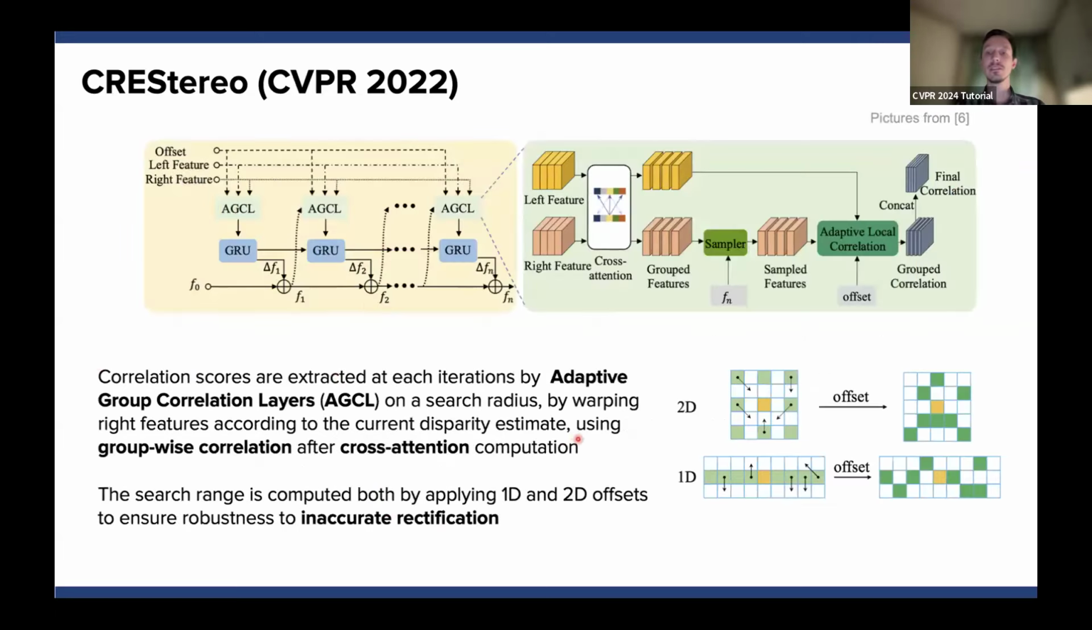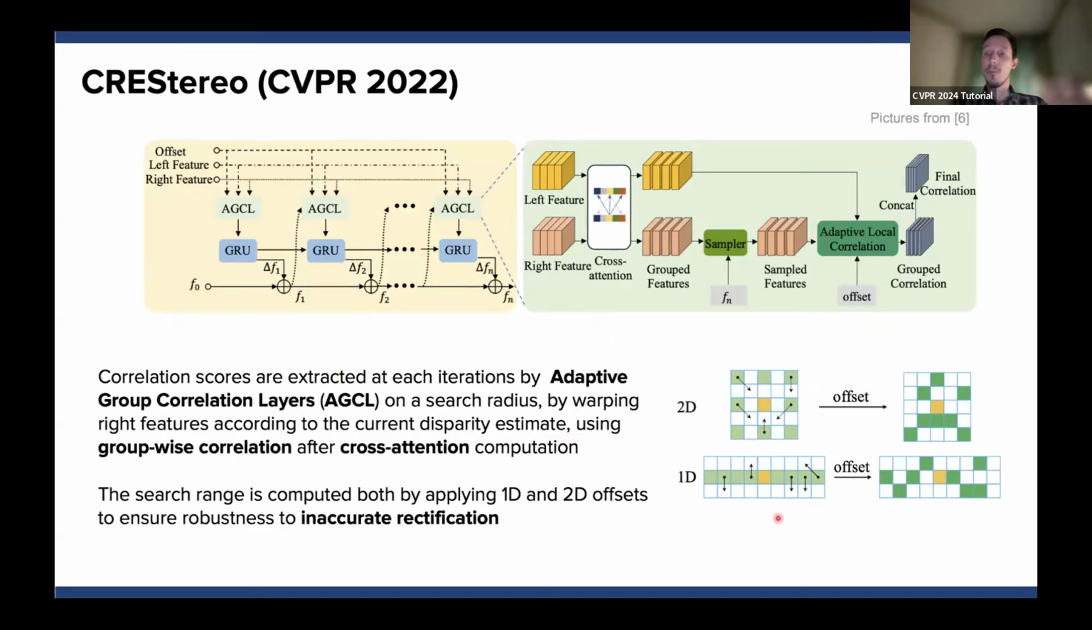And for this, the authors proposed what they call the adaptive group correlation layer, which means given the internal state of CREStereo, they sample the features and they build this compact cost volume according to group-wise correlation layers, and by also computing cross-attention between the left and right features.